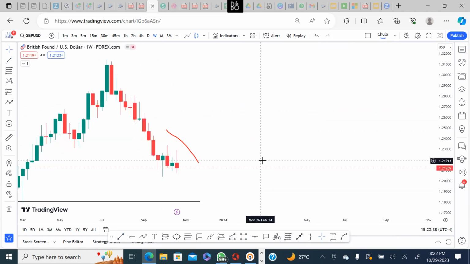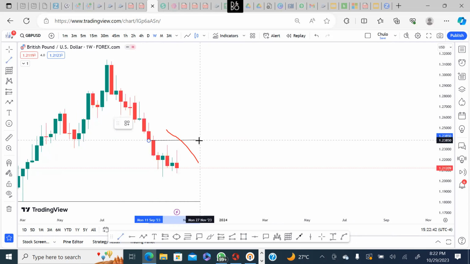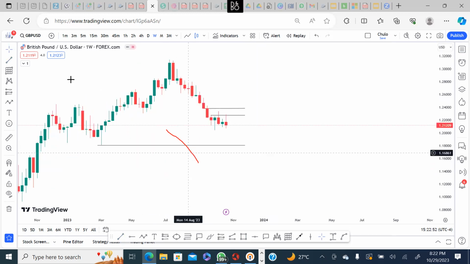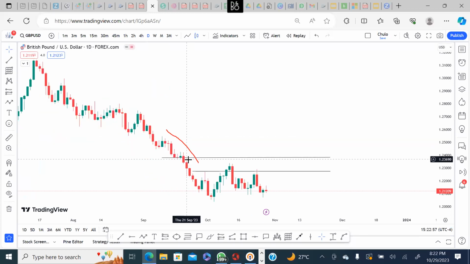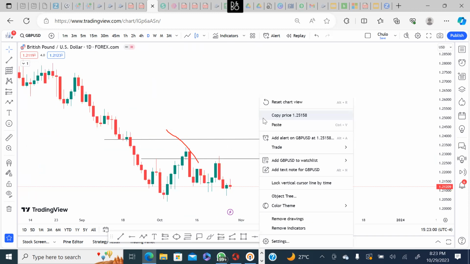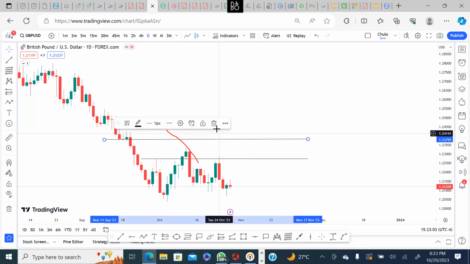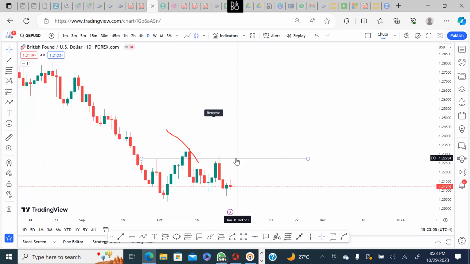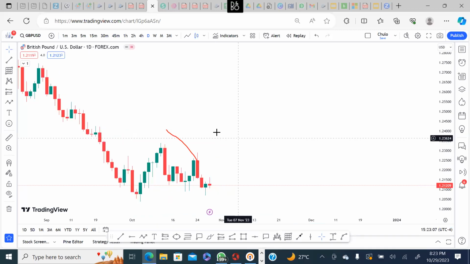The price respected our weekly fair value gap and closed below it. So from the daily, let's see what we have on the daily. Now from the daily, so I have to remove this. Let's get our intraday setup.